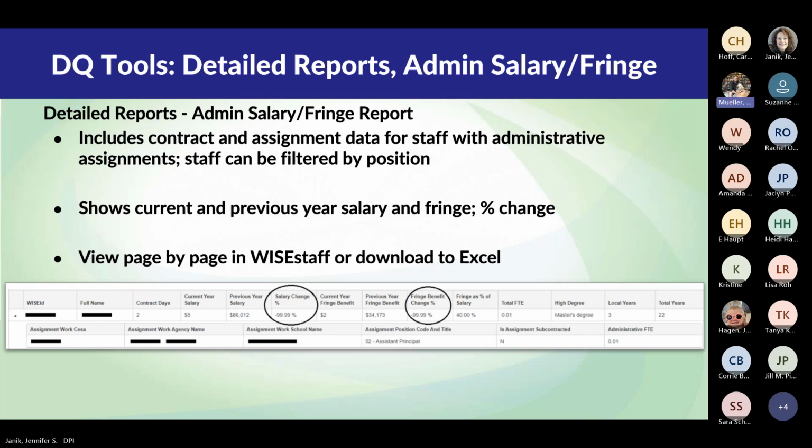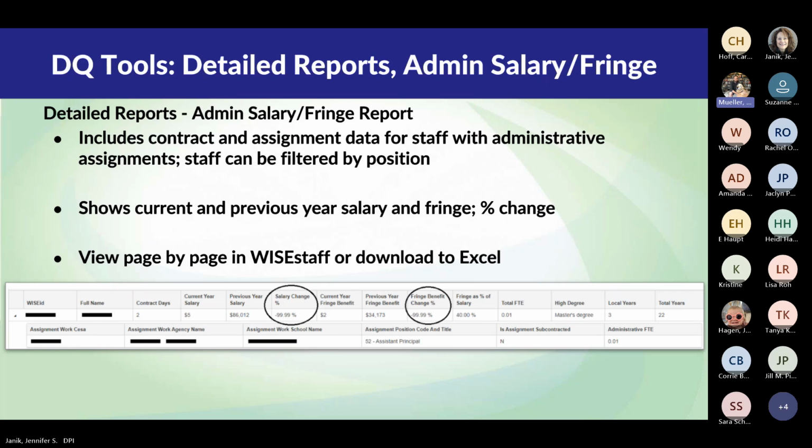All right. The next two reports can help you recognize significant data variances, like the data quality dashboards do, to call your attention to data that may be incorrect. The first of these is the admin salary/fringe report. This report includes contract and assignment data for staff with an administrator position classification. We have seen that these salaries are the most highly scrutinized by researchers and reporters. So we have this report just run for administrative salaries.